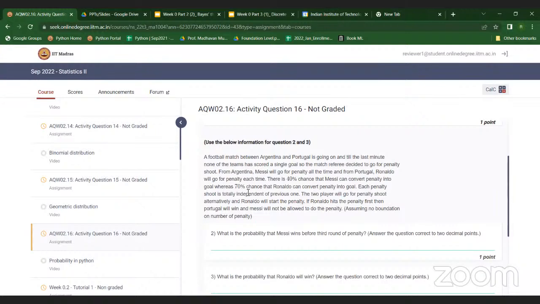The two players will take penalty shots alternately, and Ronaldo will start the penalty. If Ronaldo hits a penalty first, then Portugal will win, and Messi will not be allowed to take the penalty.